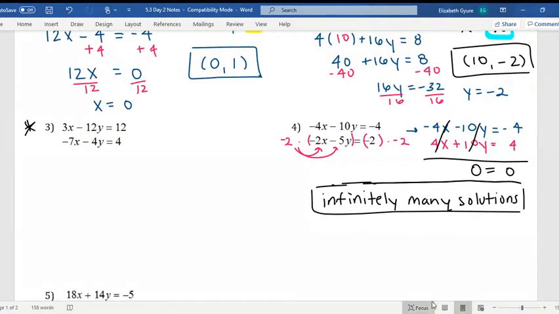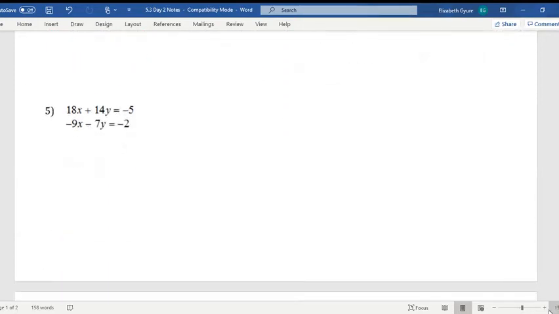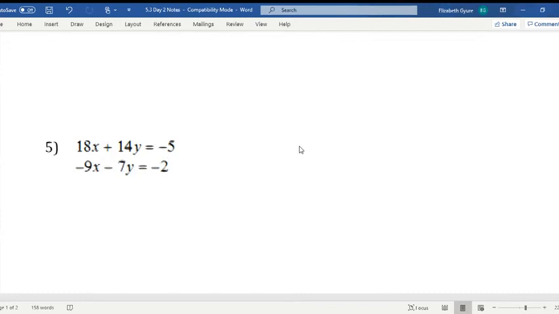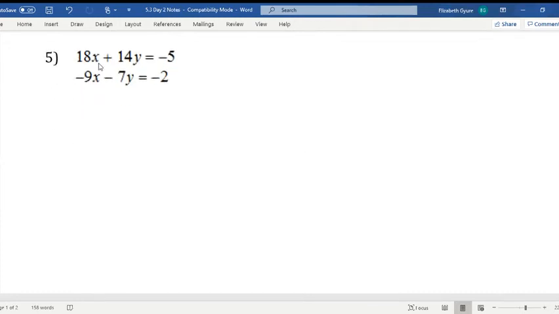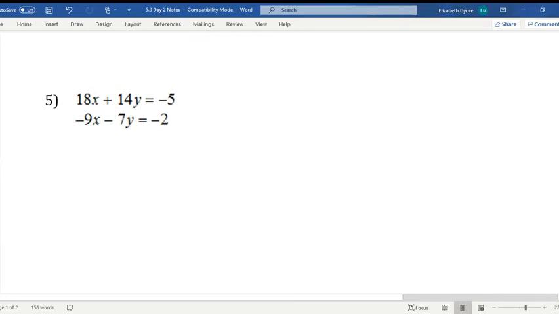All right. Let's take a look at number 5, and then I'm going to have you guys try out number 3. So for number 5, we have 18x plus 14y equals -5, and -9x minus 7y equals -2. So the way it is currently written, will anybody cancel? Nope. We got 18s and 9s, that doesn't work. 14s and 7s, that doesn't work. Is there a number we could multiply one of these equations by to make it cancel?